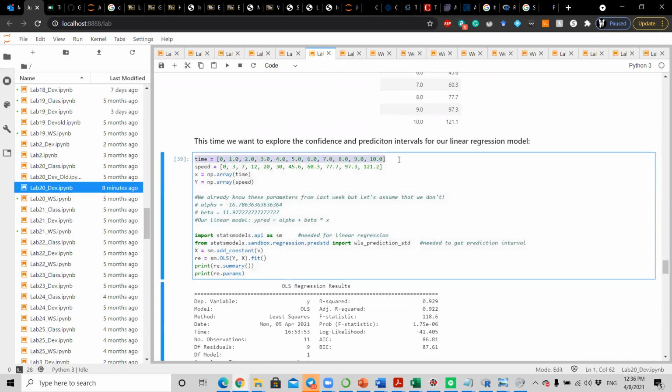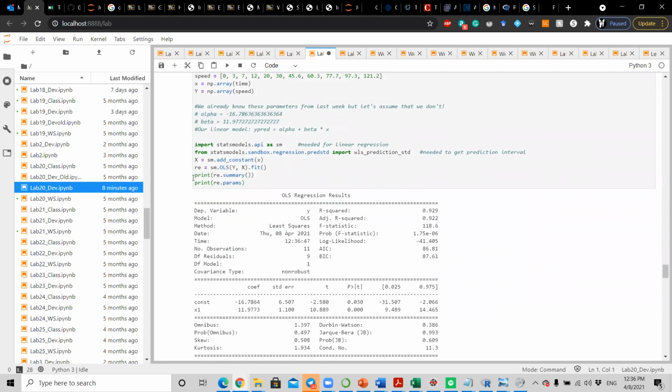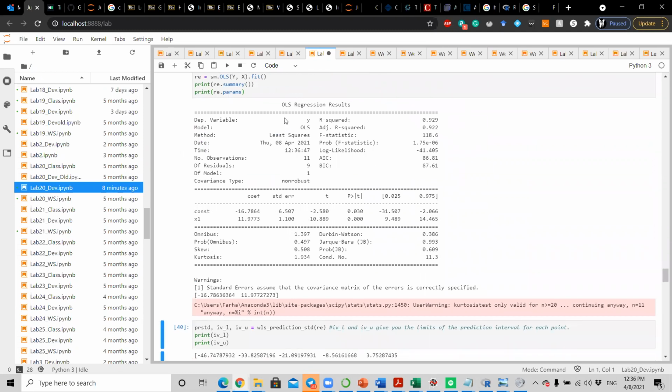First, I'm defining a list for my time, then a list for my speed, then I'm converting them to NumPy arrays. Now, we already know the parameters from last week, but let's assume that we don't. These were the numbers that we got from OLS and from MLE. So similar to what I did above, I'm going to create an instance of linear regression, and I am fitting it and get this. This is coming from OLS regression.